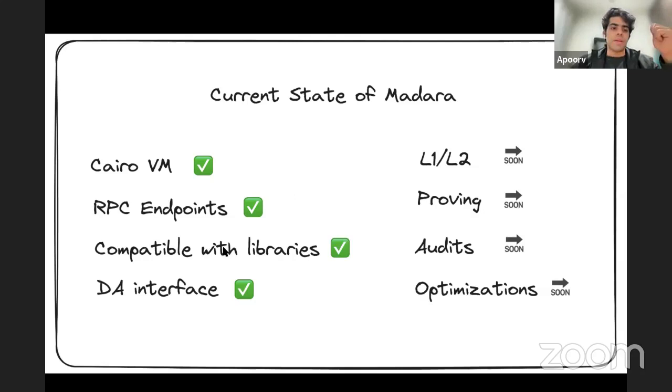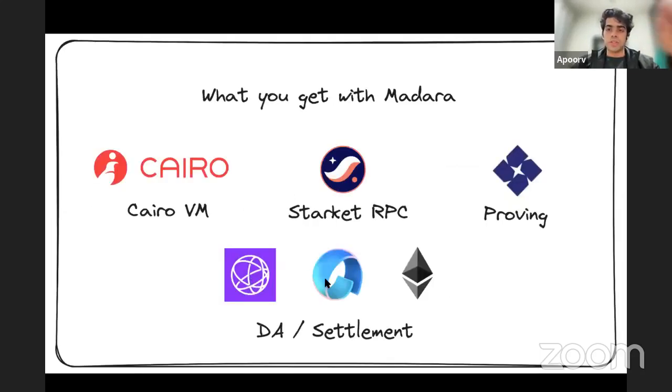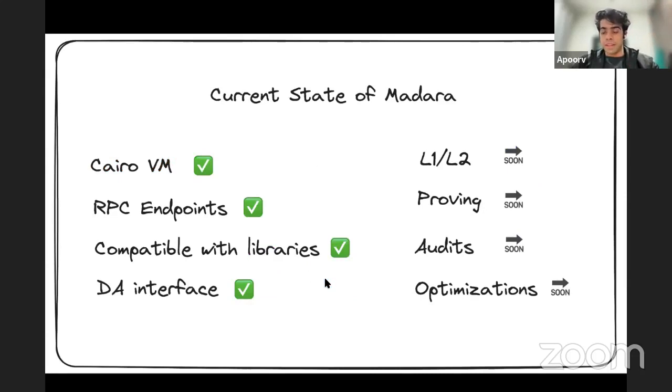We have a DA interface, which means that you can use the existing DA layers like I mentioned, but you can also add any other DA layer. Near DA and EigenDA are two things which are already work in progress at Madara. So you can use any DA layer you like. L1-L2 messaging is completed now, so it's not coming soon, it's already completed. Proving is coming soon, which means that we'll soon integrate the Sharp prover for proving everything that happens in Madara. Audits and optimizations are also coming soon.